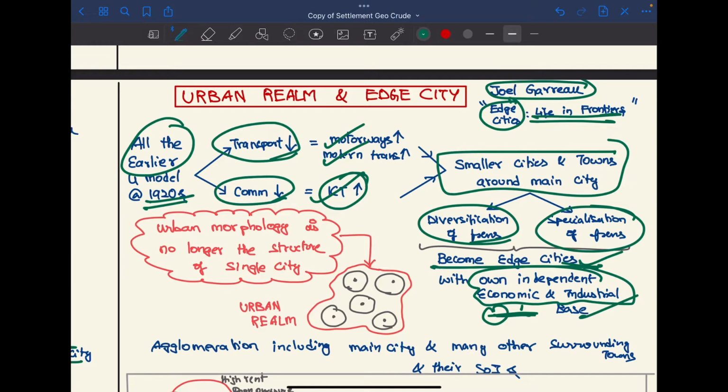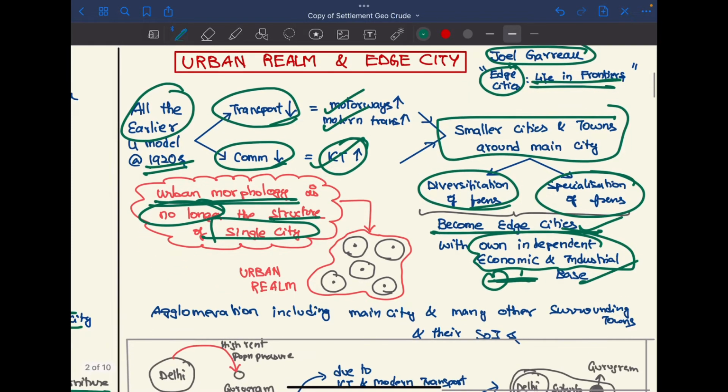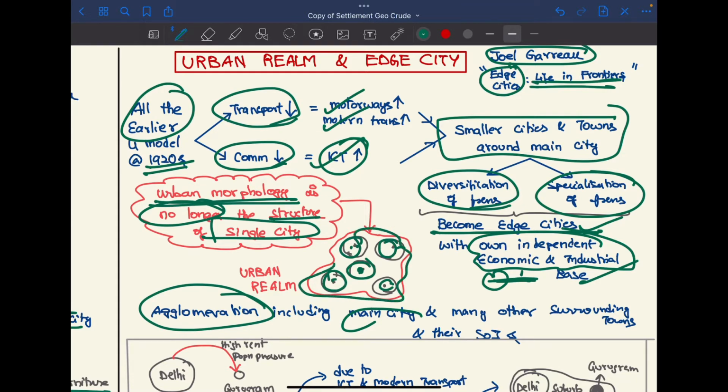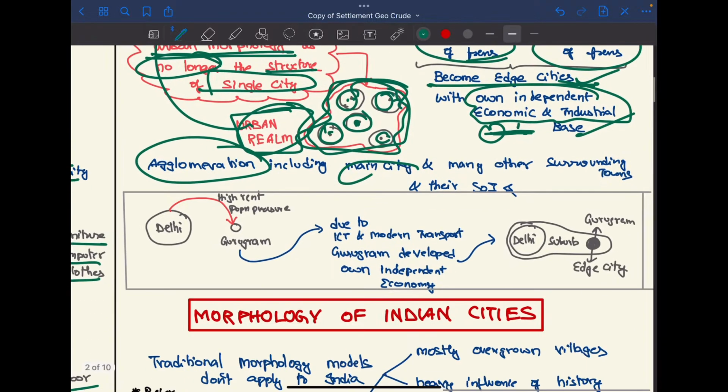So the new urban morphology is no longer about studying the structure of a single city. Rather, it is about studying the agglomeration with the main city. This is the main city and these are the edge cities. Also, the sphere of influence of the cities should all be studied together. All this together is called the urban realm. So initially we used to study only this dot. Now we are studying this complete thing. So this is the new urban morphology.